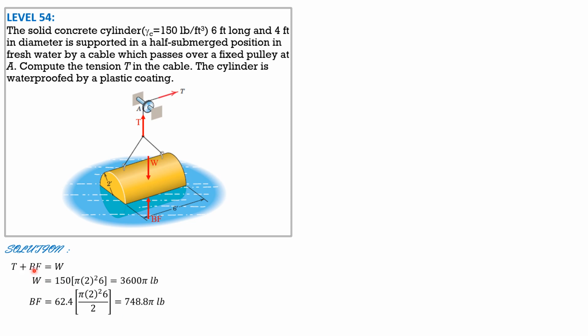So substitute into this equation: T plus 748.8 pi equals 3,600 pi. From there, we can now solve for the tension, and it is equal to 8957 pounds.